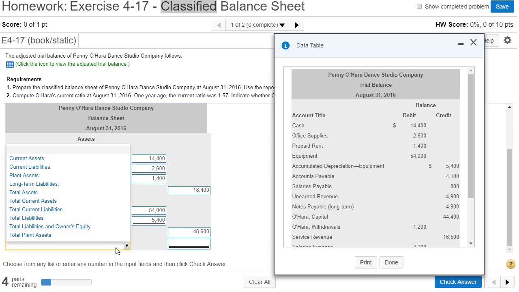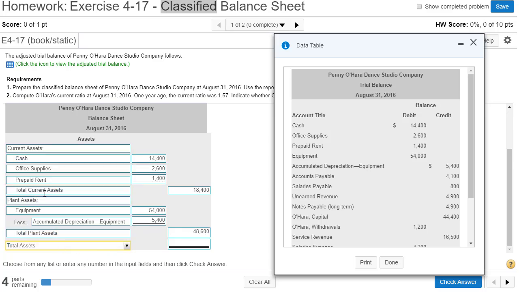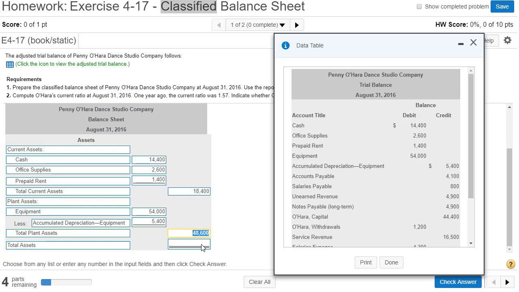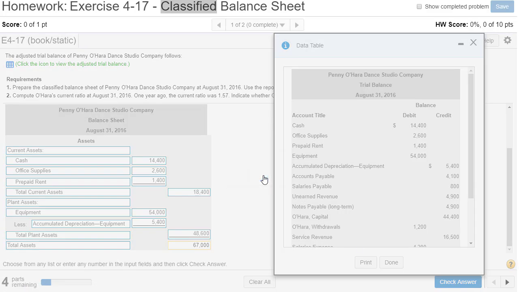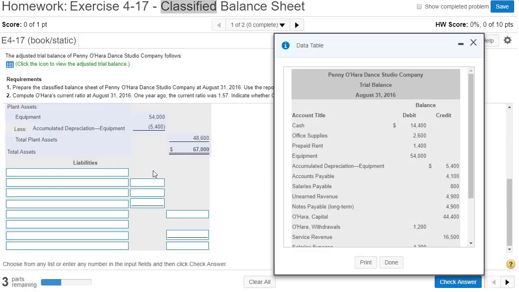And now we're going to have total assets. So to get that, we're just going to add 18,400 plus 48,600 gives us $67,000. Check our answer. Well done.